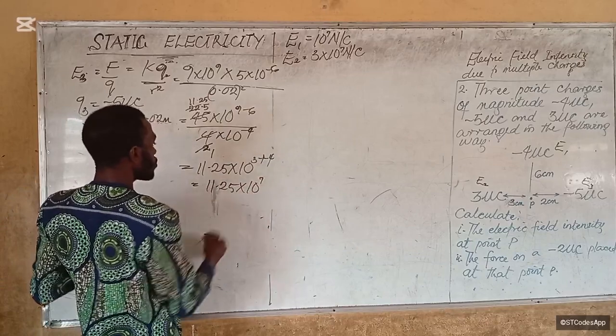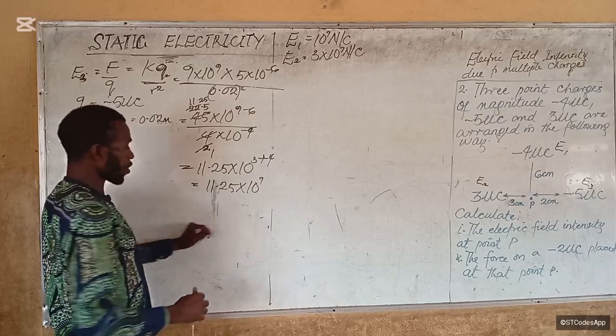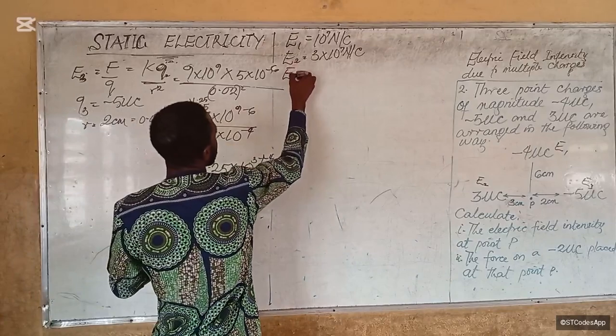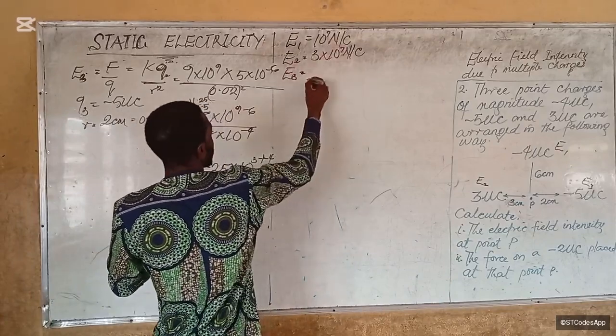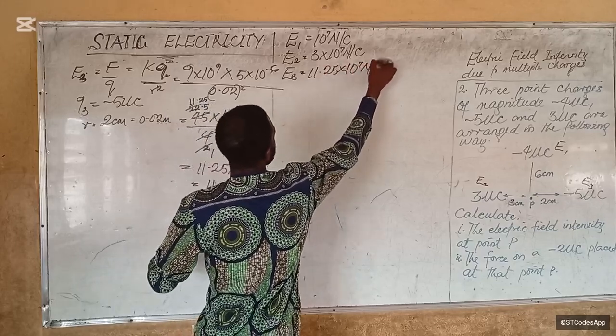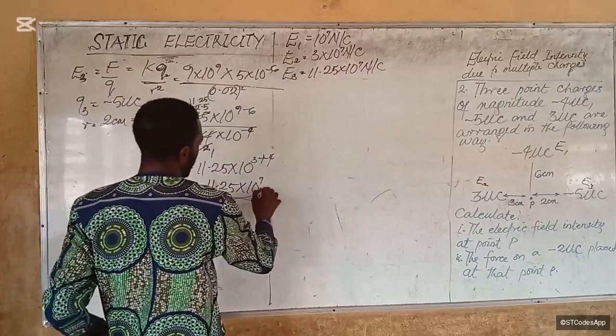Now, is that usually how you answer, or do you convert to standard form? But because we are still solving for that, I want to leave my answer like this, so that everything will look like this. Everything will have times 10 to the power 7. With that, I can work with the numbers easily, Newton per Coulomb. Now, these are my electric field intensities.